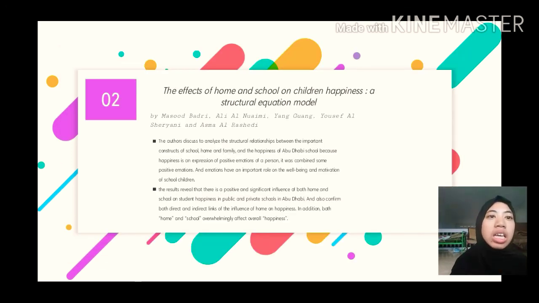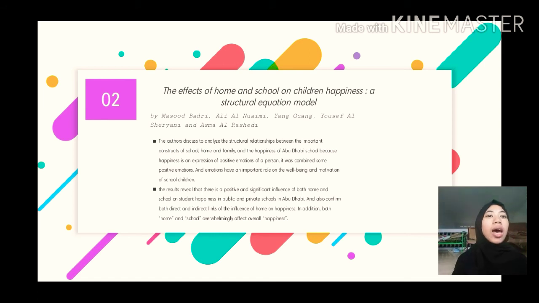The second is the effect of home and school on children's happiness, a structural equation model. Before I talk about the second article, I will talk about the connection between the first and the second. The connection is about the effect of interactions. The first article talks about interaction among the students, and the second is about interaction among the students, children, and home or their parents, and how it influences their happiness. In this article, the author analyzes the structural relationship between the important constructs of school, home, family, and happiness.